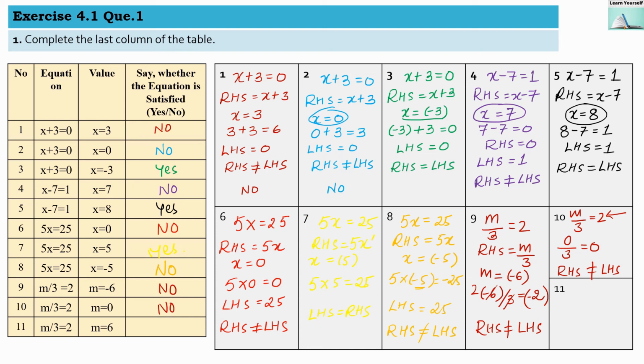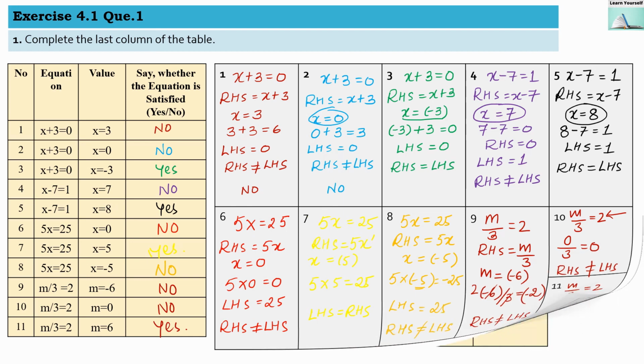Now 11th is m by 3 equals to 2 and here we are taking m equals to 6. So we will get 2 here. So LHS and RHS both are equal to each other. So RHS is equal to LHS. And when we are taking m equals to 6, this equation holds true. So yes, for this value, that m equals to 6, this equation will hold true.